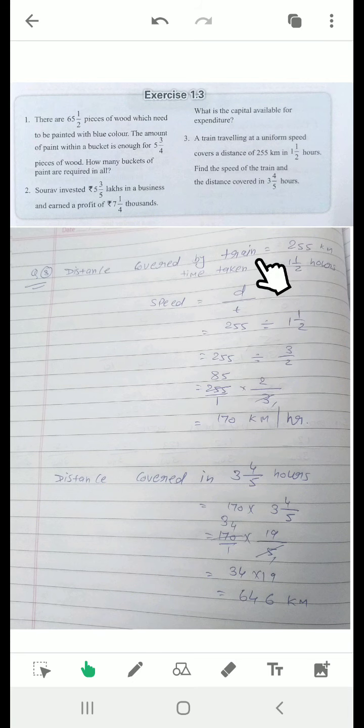Distance covered by train is equal to 255 km. Time taken is equal to 1.5 hours. Then speed is equal to distance upon time. The formula for speed is distance divided by time. Then it will be distance 255 divided by time 1.5.